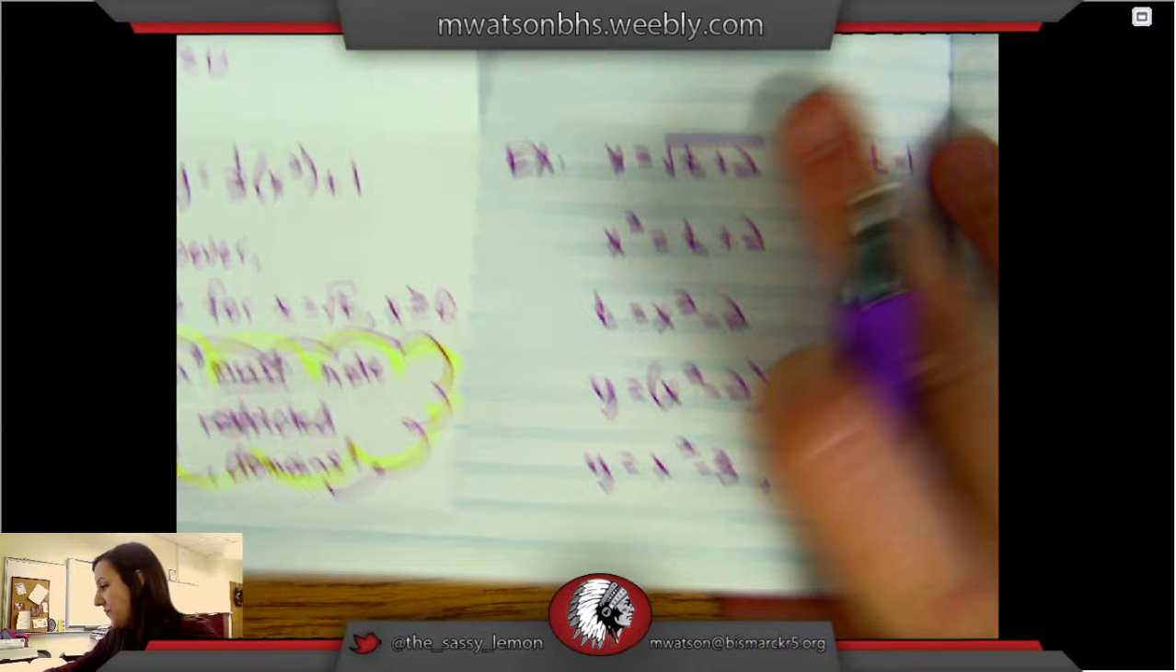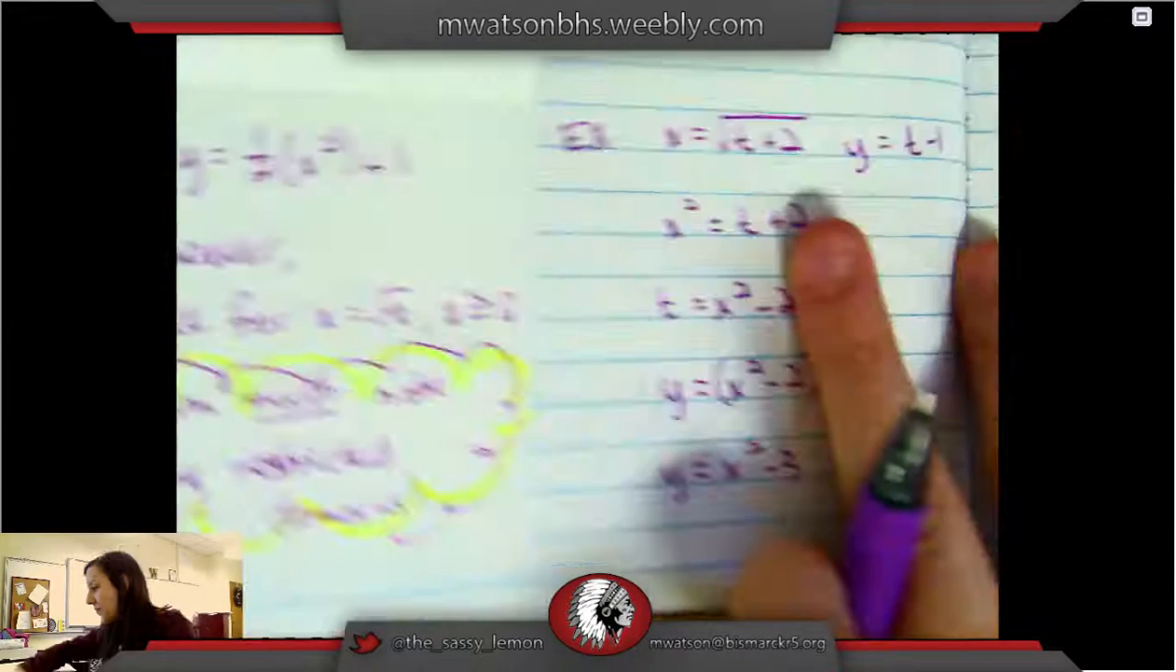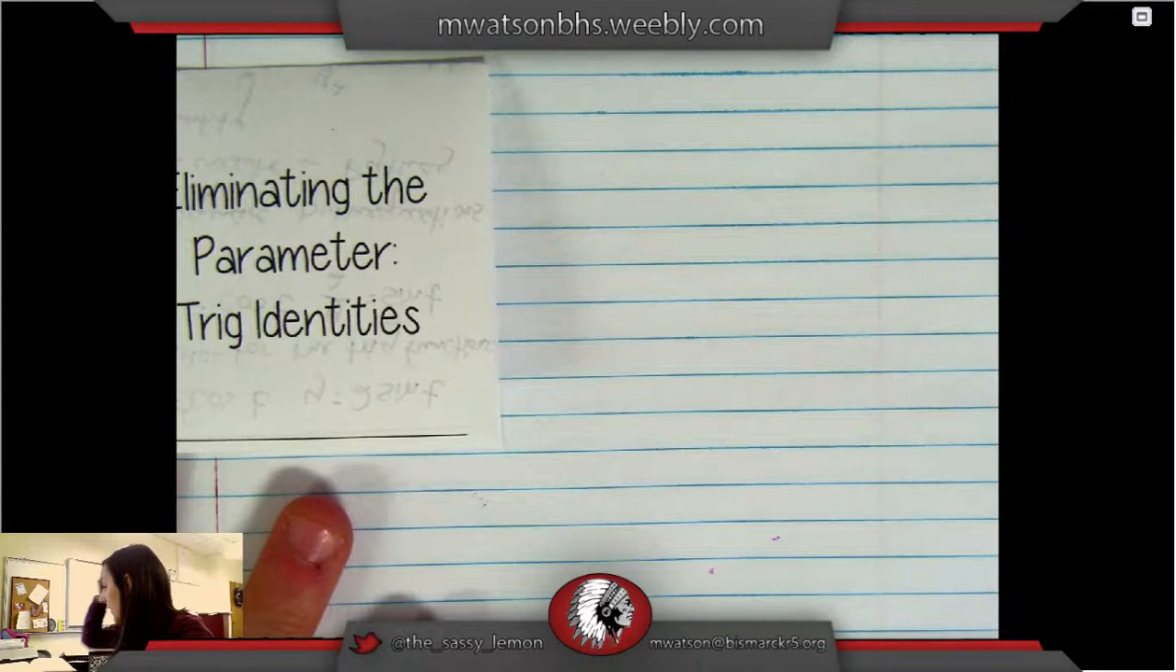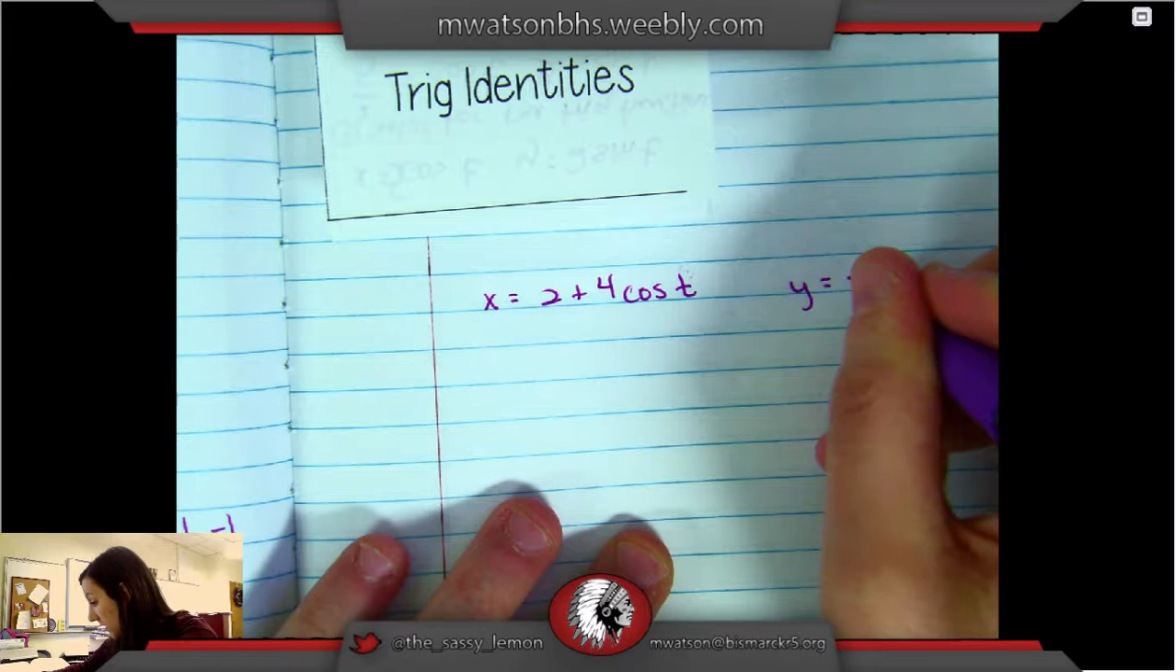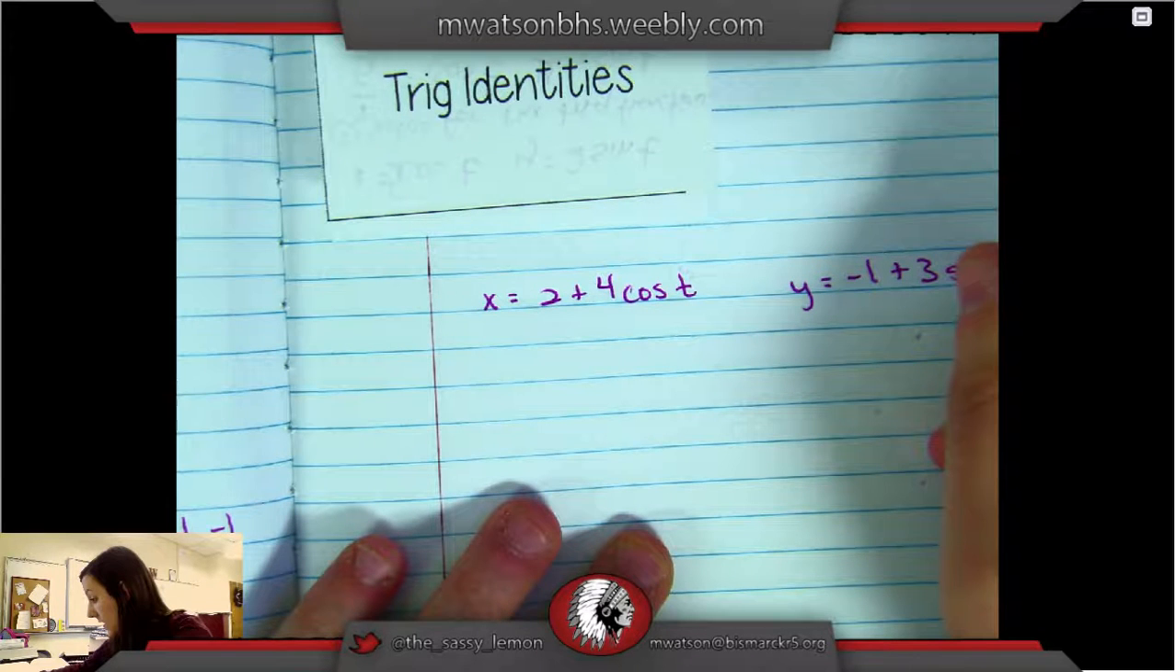Eliminating the parameter with trig identities. So here we're going to have, and I'm going to write this down below because it's kind of a longer problem. x equals 2 plus 4 cosine of t. And the second one is y equals negative 1 plus 3 sine of t.